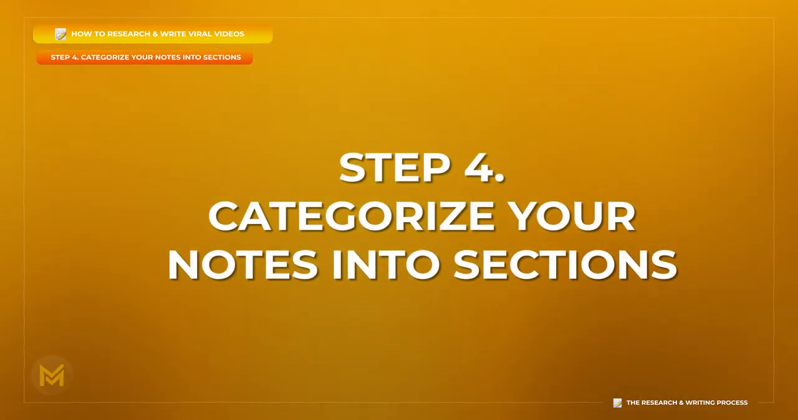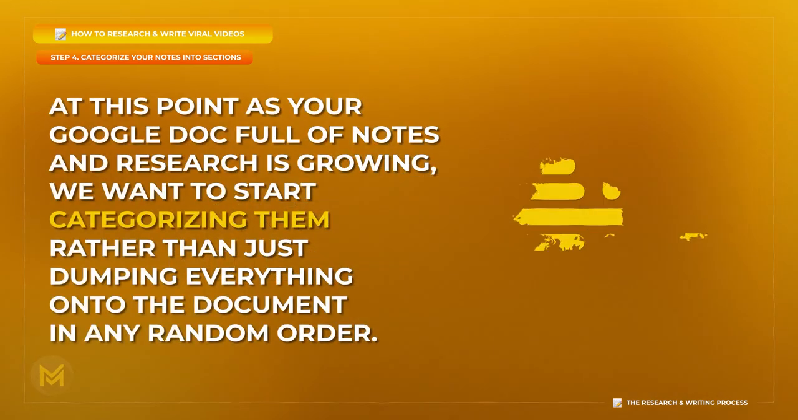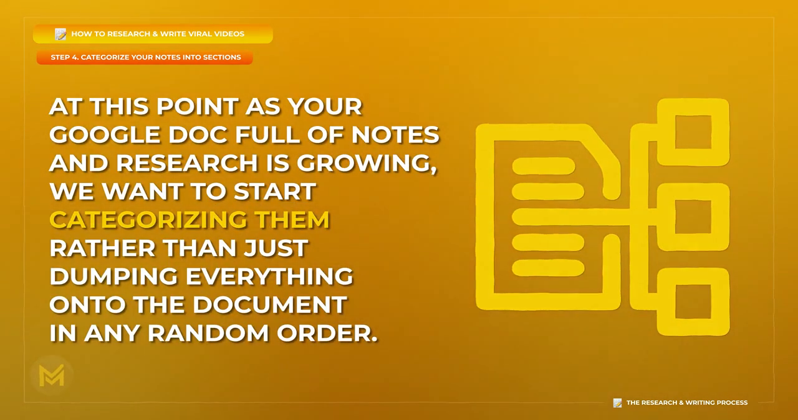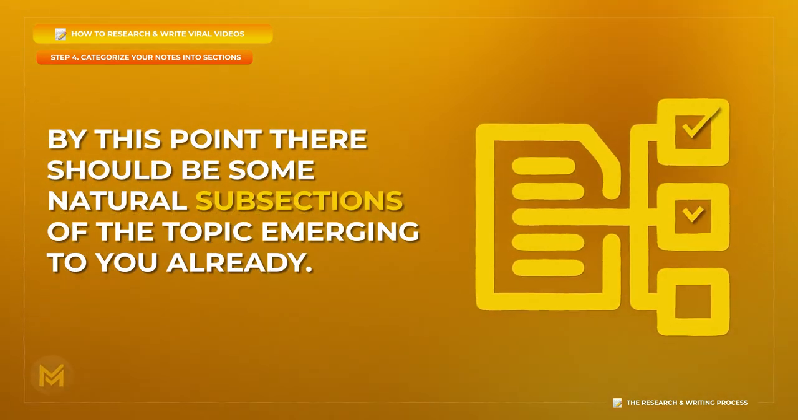But then we can move on to step number 4, categorize your notes into sections. Okay, so at this point, as your Google Doc full of notes and research is growing, we want to start categorizing them rather than just dumping everything onto the document in any random order. By this point, there should be some natural subsections of the topic emerging to you already.